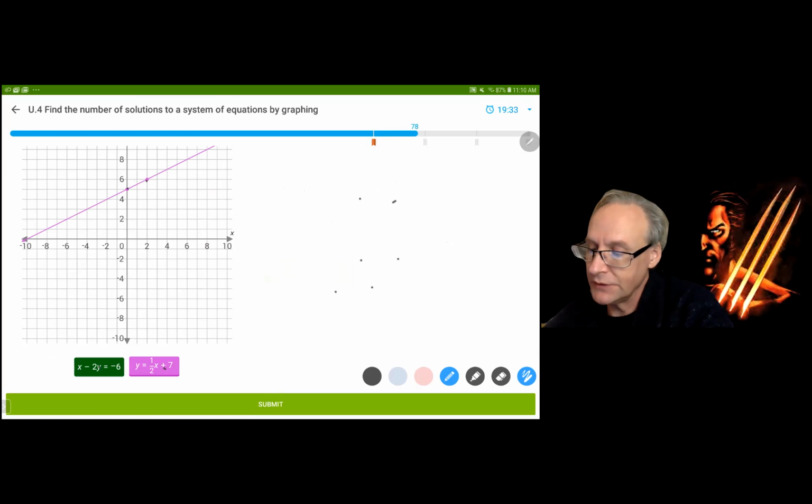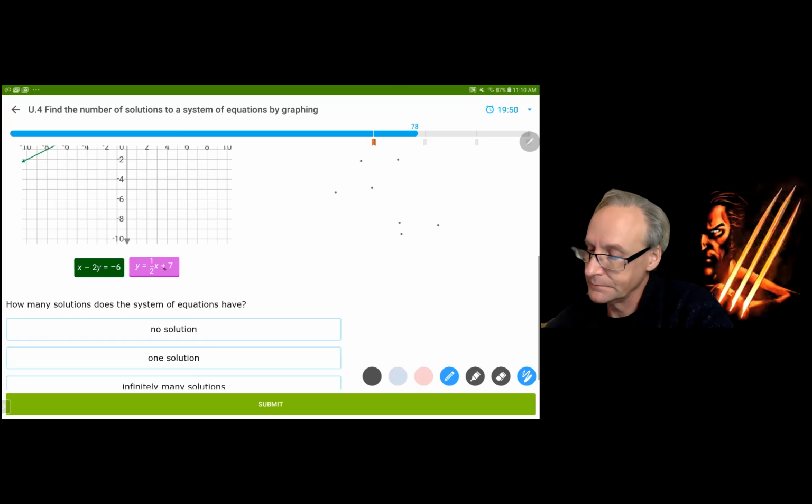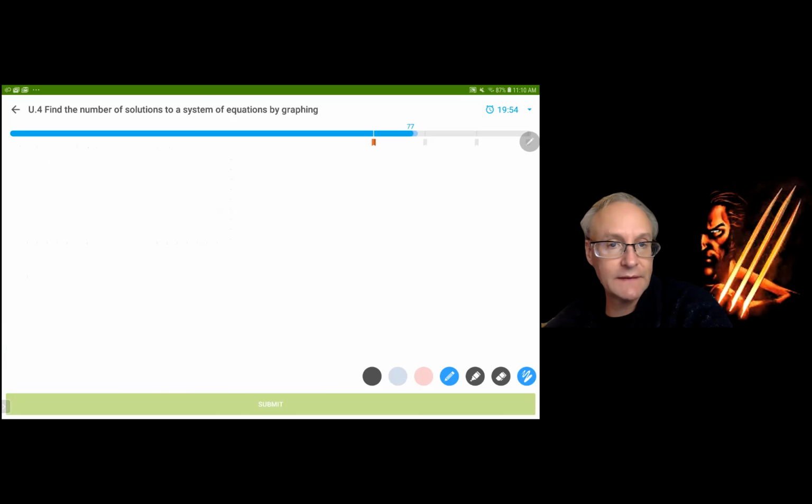Done. Now I'm going to do my intercepts. Now I'm going to go really quick. I'm going to let x equal 0, and then I get a 3 for y. 0, 3. I'm going to let my y equal 0, and I get a -6 for x. Now those are parallel, aren't they? That means no solution. Again, you could have solved for y, and you would have found that you had the same slope.